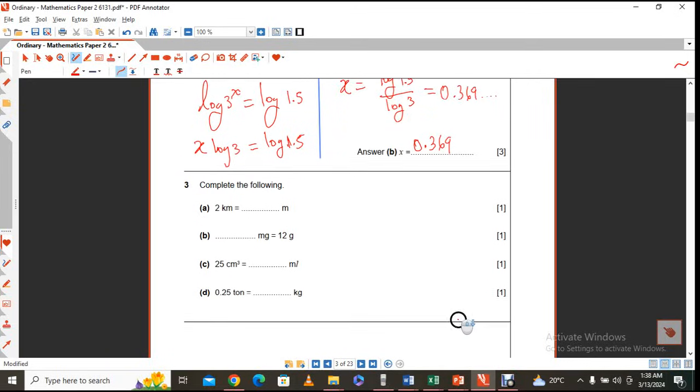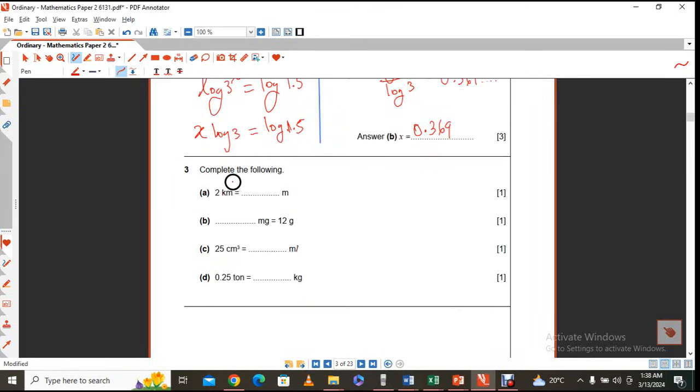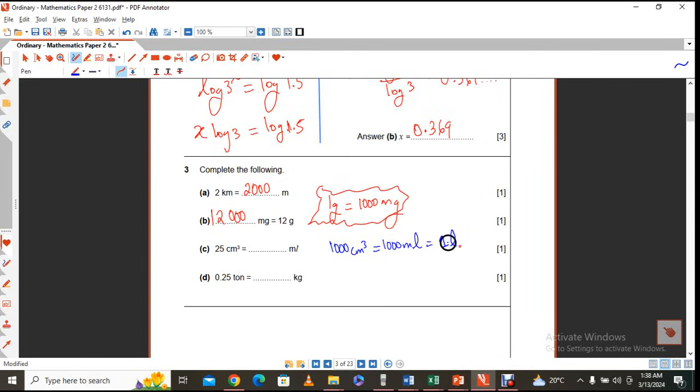That brings me to question 3. This one is quite straightforward to an extent. 2 kilometers is nothing but 2,000 meters. And you should know that 1 gram is equal to 1,000 milligrams. So if that is the case, then this is 12,000 multiplying that 12. Another fact you should know is that 1,000 cubic centimeters is equal to 1,000 milliliters, which in turn is equal to 1 liter. So in this particular case, this answer will just be 25 milliliters.